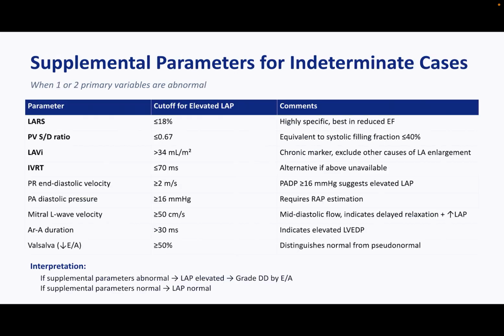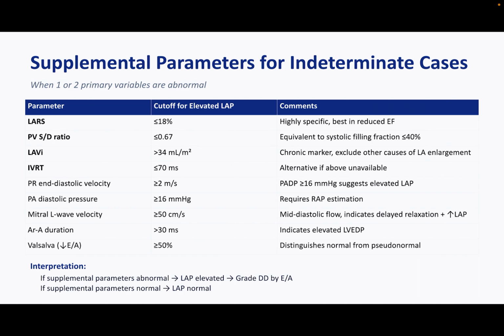Supplemental parameters for indeterminate cases. When 1 or 2 of the 3 primary variables are abnormal, we turn to supplemental parameters to adjudicate. Think of these as tiebreakers. The supplemental parameters hierarchy in 2025: LARS less than 18%. Best validated, most powerful. If available, use it first.